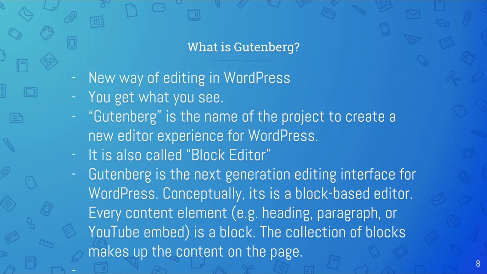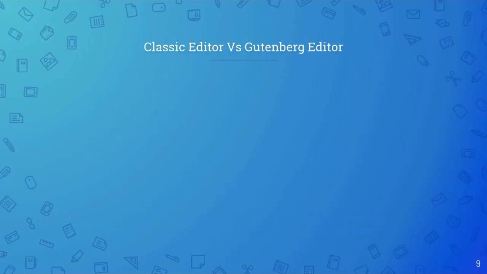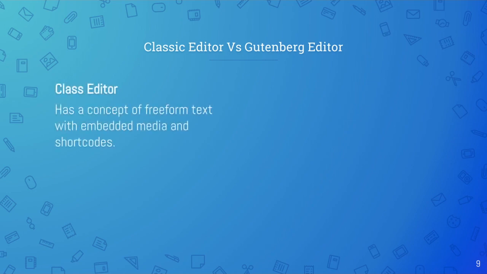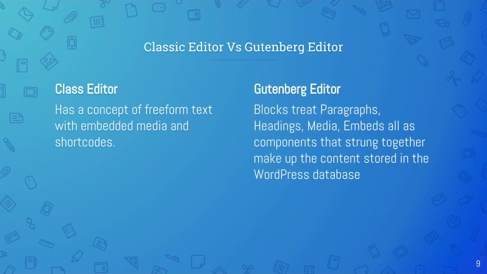So let's do a comparison of classic editor versus Gutenberg editor. Classic editor has a concept of free-form text with embedded media and shortcodes, as you must have already seen, and Gutenberg editor has a concept of blocks, and blocks treat paragraphs, headings, media, embeds all as components and strung together to make up the content stored in the WordPress database. So it basically breaks the entire component into small chunks called blocks.